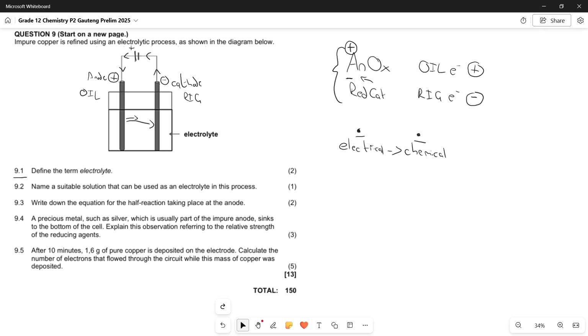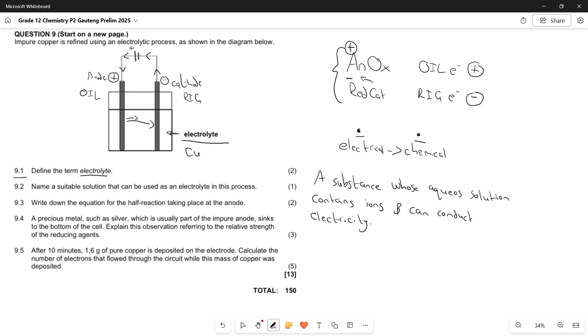And let's check what 9.1 is saying, because it says define the term electrolyte, okay? A 2-mark definition referring to the electrolyte, the solution inside of this beaker. And an electrolyte is a substance whose aqueous solution contains ions and can conduct electricity, which means we might have like Cu2+ inside of this aqueous solution, and because it's a Cu2+ instead of just a normal Cu, therefore we have charged particles in the beaker as well, and these can conduct electricity, and that would earn us 2 marks over there for 9.1.